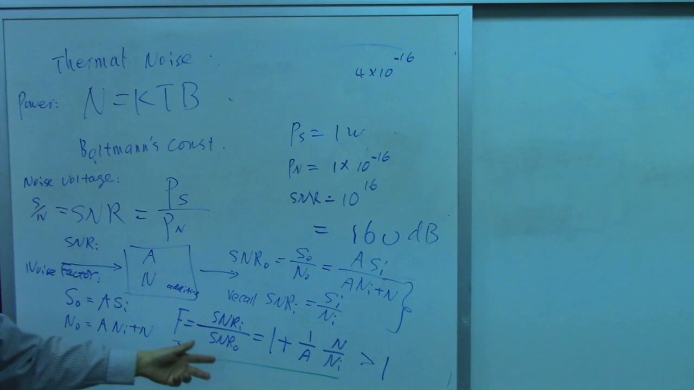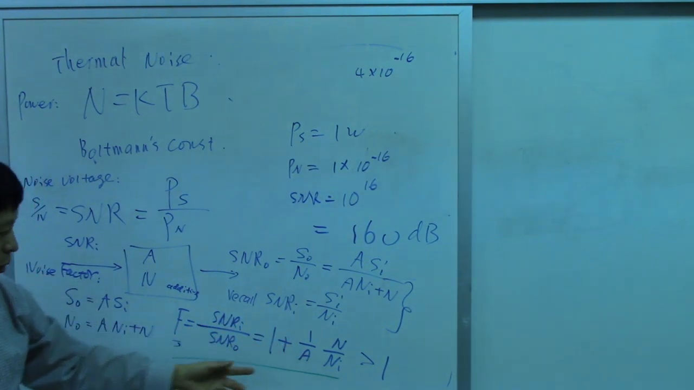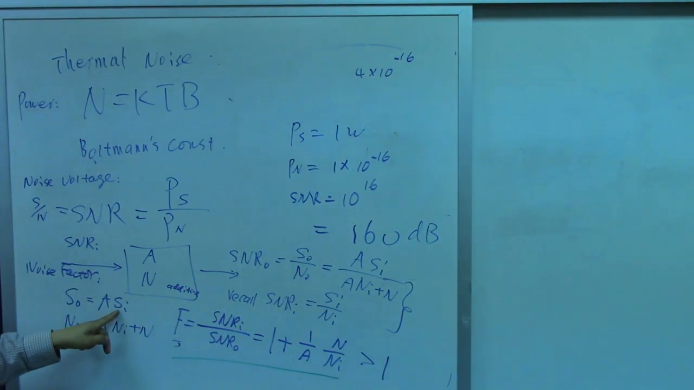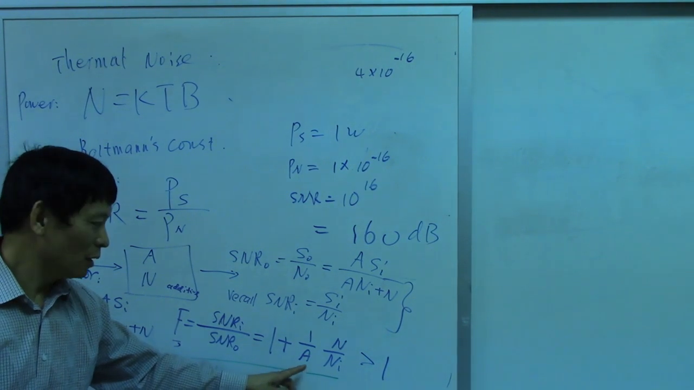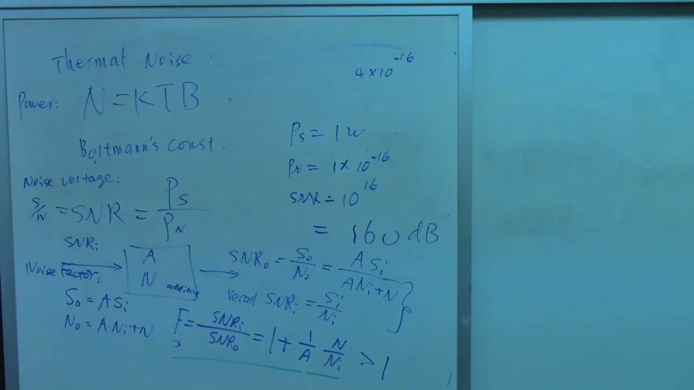In that case, this thermal noise is very small. So all the input power and all input noise will be amplified by the same ratio, so the signal quality will not change, it stays the same. Right? Or you can make the gain as large as possible.